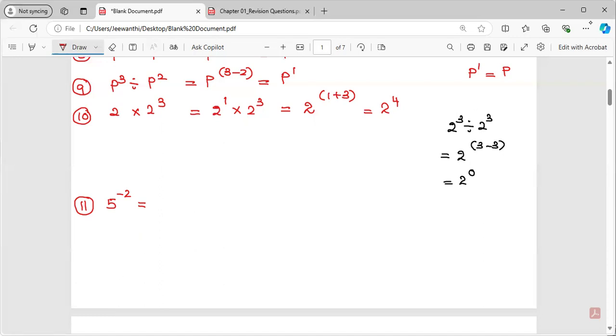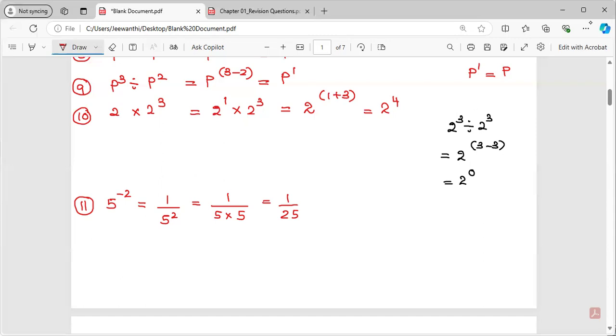How are you going to do that? You get the reciprocal: 1 over 5 to the power of 2. Then we write 1 over 5 times 5, and then 1 over 25. So this is the value. If you want to write this as a positive index, you can stop at 1 over 5 to the power of 2, but here they have asked us to write the value.